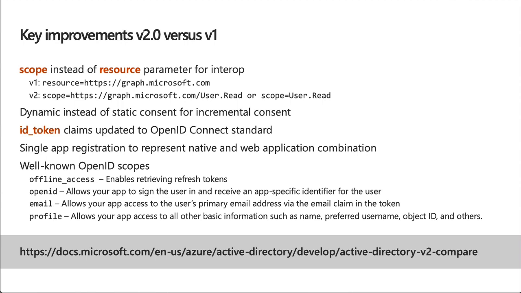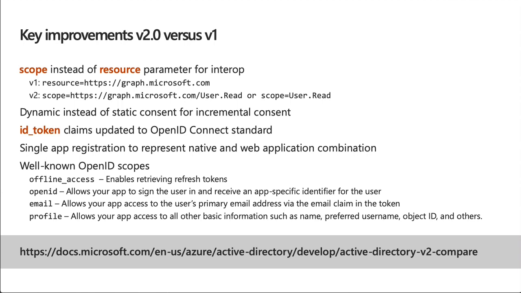We're also going to change the contents of the ID token. This is the token that is going to be included with the response for the login that contains information about the current user, like their email address and their name, etc. And this is going to better conform to the OpenID Connect V1 specification. For example, we're using things like the preferred username claim instead of a claim called UPN.